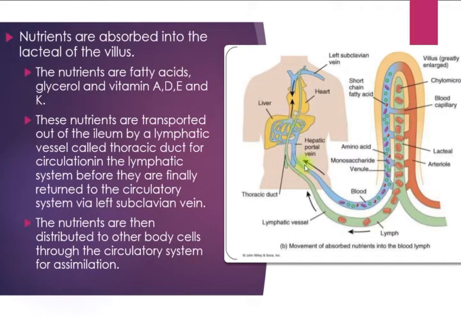So what is the name of the vein? The name of the vein is hepatic portal vein. Hepa refers to the liver, portal means connector, vein. So I hope you can understand the movement of absorbed nutrients into the blood, lymph, and also into the liver.